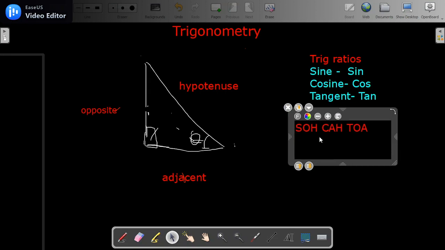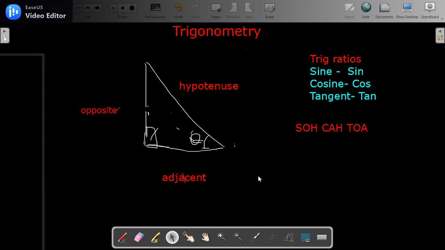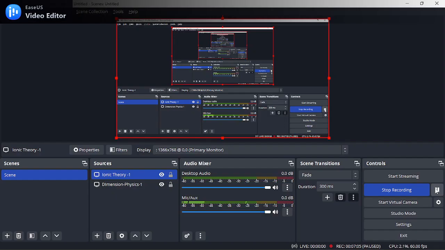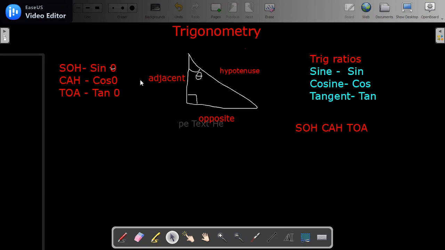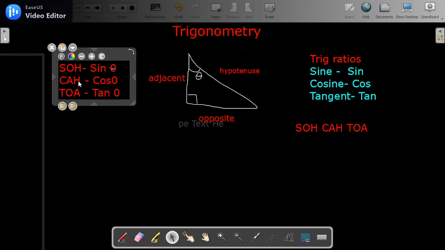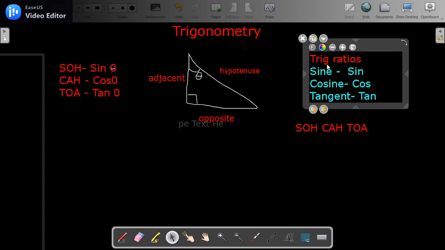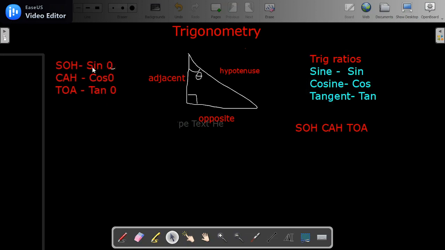Applying, let me erase this. So now, SOHCAHTOA. SOH works with sin theta, CAH works with cos theta, TOA works with tan theta. Don't forget here the three trigonometric ratios: sine, cos, and tangent. So SOH works with sin theta, CAH works with cos theta, and TOA works with tan theta.